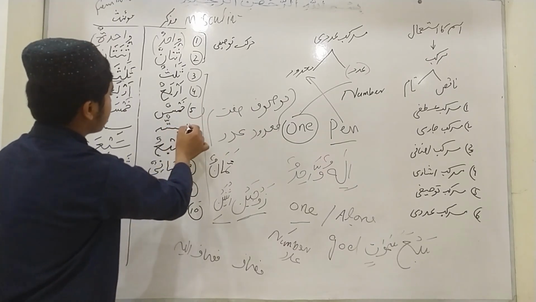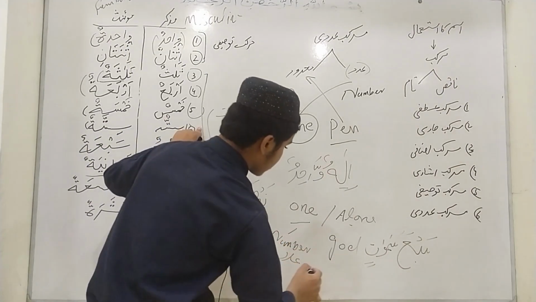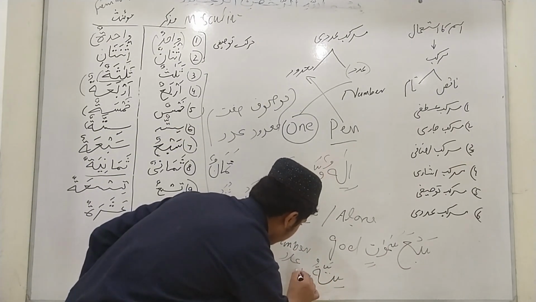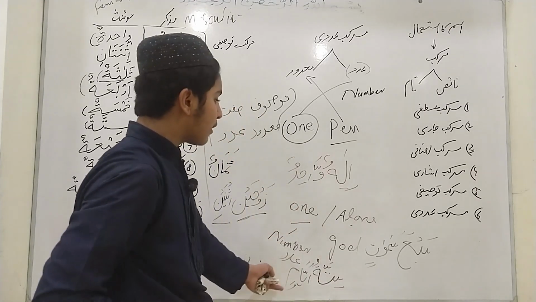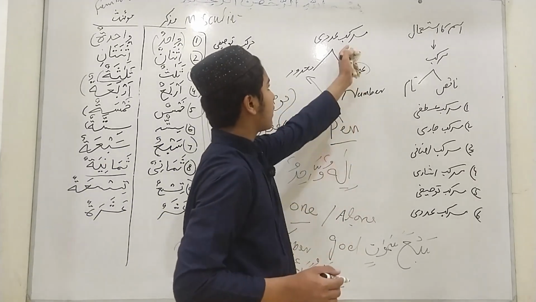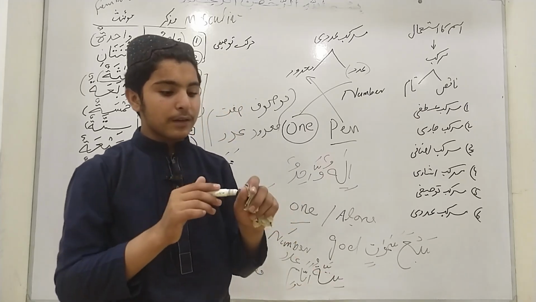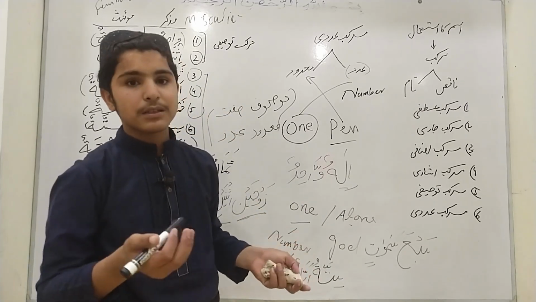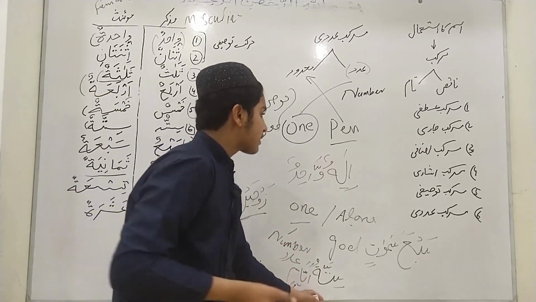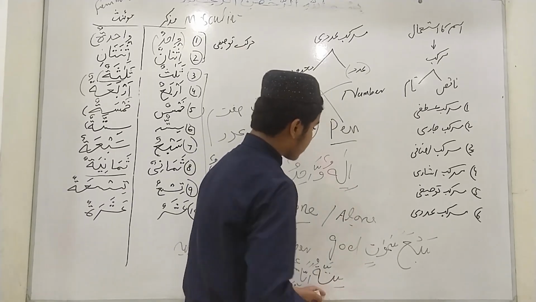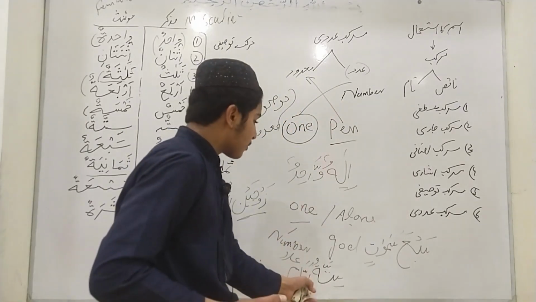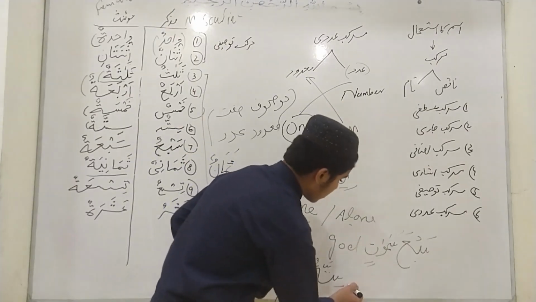Another example for it is for 6, Sittatu Ayyamin. Allah Almighty used this Murakkab Adadi in the Holy Quran, saying that we created the whole universe in 6 days. The 6 days is a Murakkab Adadi, and in the Holy Quran, Sittatu is Adad and the Ayyamin is Madud.